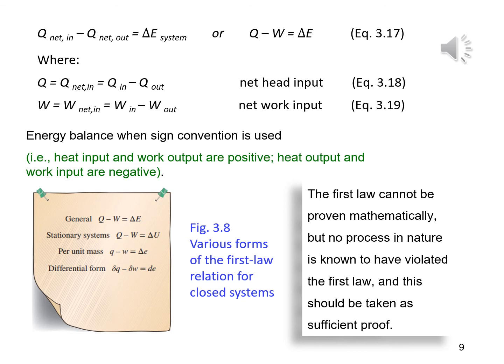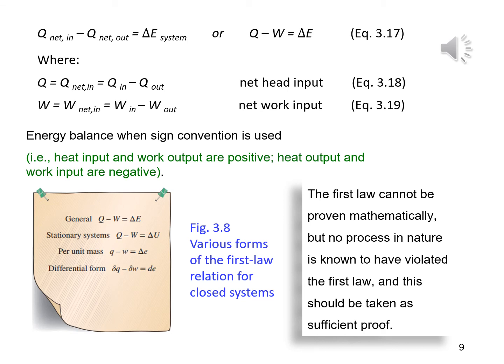The first law cannot be proven mathematically, but no process in nature is known to have violated the first law, and this should be taken as sufficient proof. Note that if it were possible to prove the first law on the basis of other physical principles, the first law then would be a consequence of those principles instead of being a fundamental physical law itself.